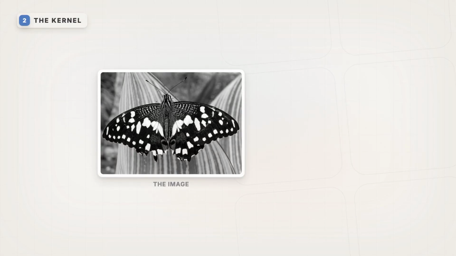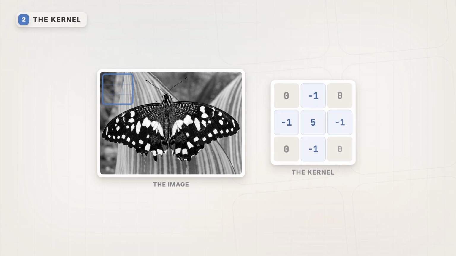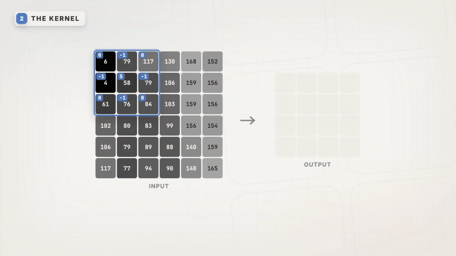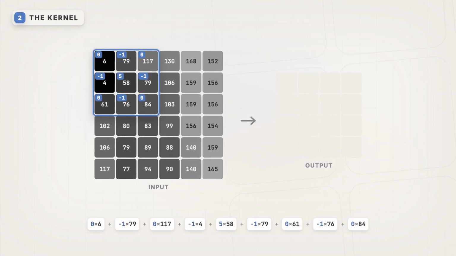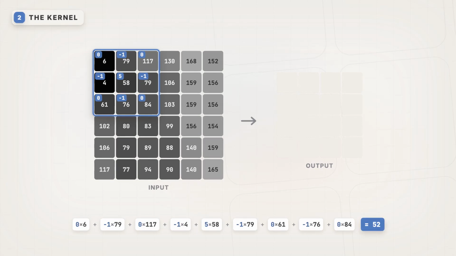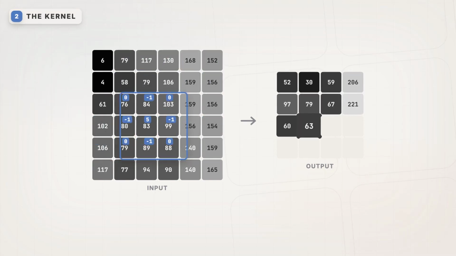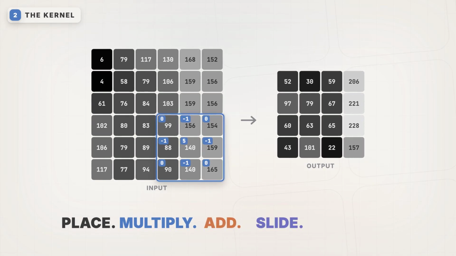So here's the trick behind all of these effects. You take a small filter and apply it to the image. That filter is called a kernel, which is just a tiny grid of numbers, usually 3 by 3. Here's how you use it. Place the kernel over the top left corner of the image so it covers a 3 by 3 patch of pixels. You then multiply each kernel number by the pixel directly underneath it. Add up all 9 results. That final number becomes 1 pixel in the output image. Then slide the kernel 1 pixel to the right and do it again and again until you've covered the entire image. And that's it. That's convolution. You place the kernel, multiply, add, slide, and repeat.